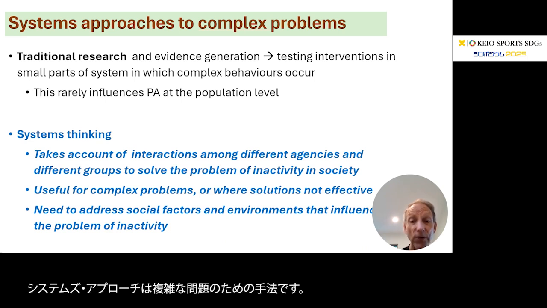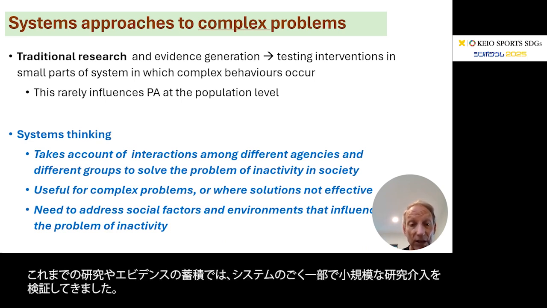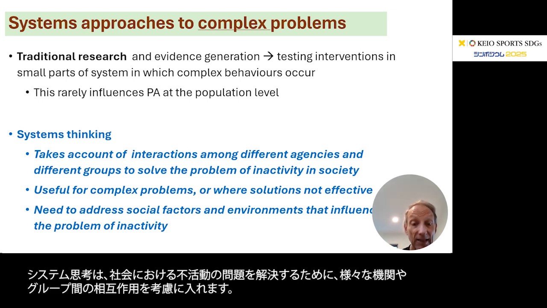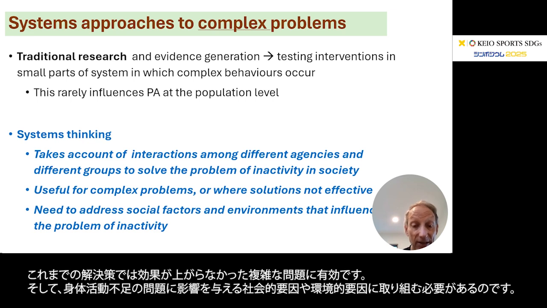A systems approach is for complex problems. In traditional research and evidence generation, we tested small-scale studies, interventions in small parts of the system, but we're trying to change a complex behavior, and this rarely influences physical activity at the population level. Systems thinking takes account of the interactions amongst different agencies and different groups to solve the problem of inactivity in society. It's useful for complex problems or where solutions have not been effective. And it needs to address social factors and environmental factors that influence the problem of inactivity.